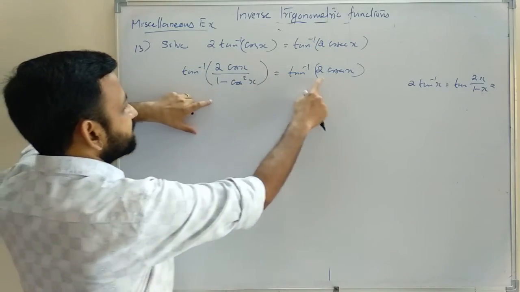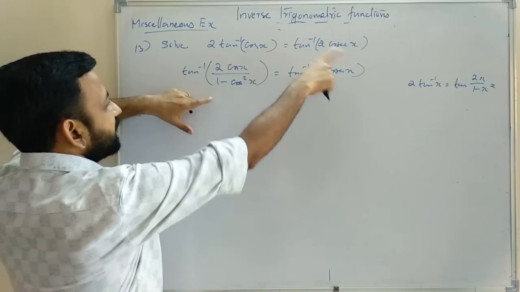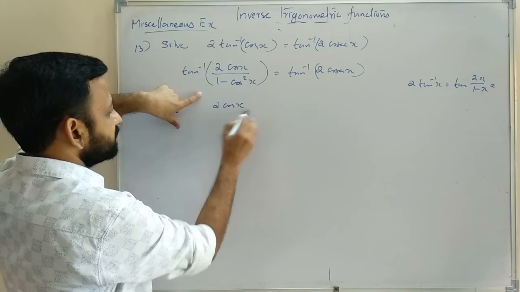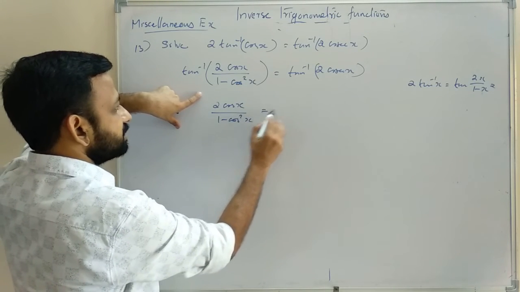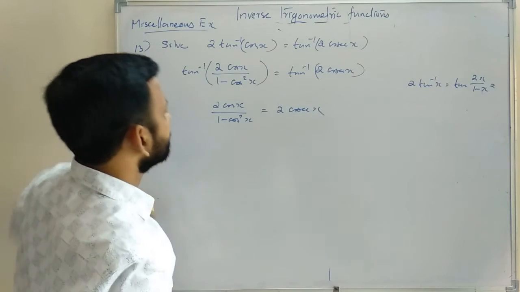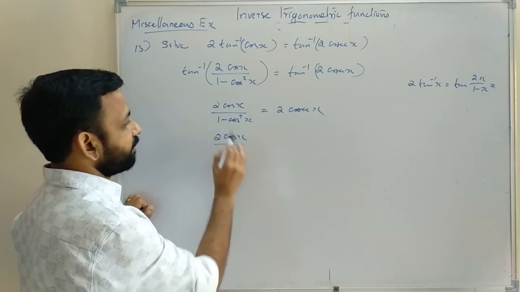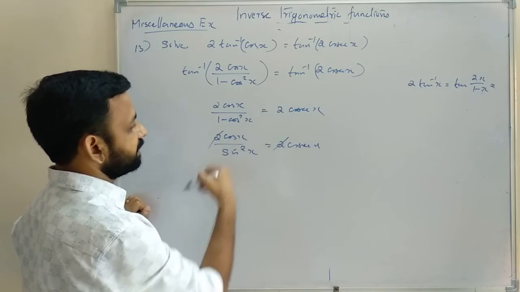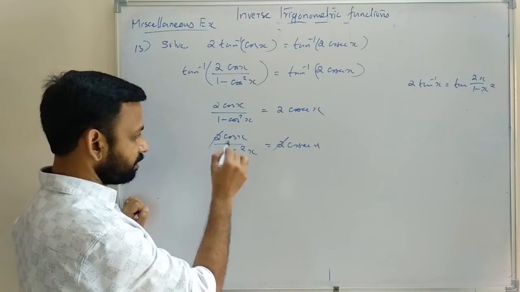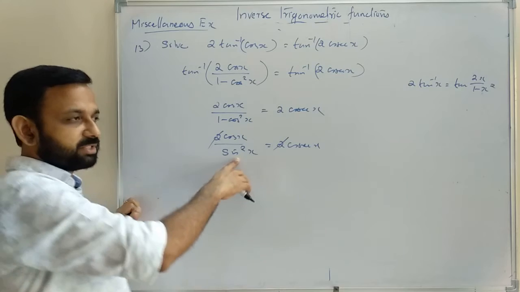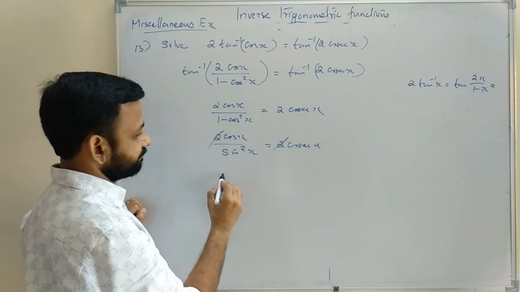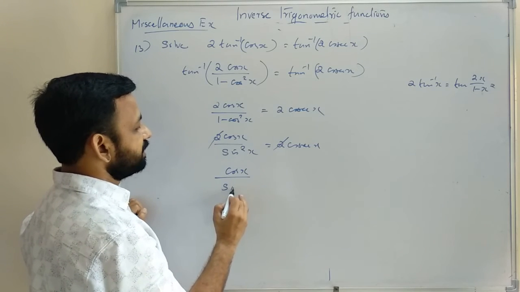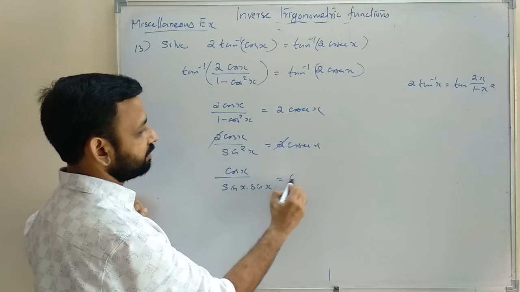So we can write these two expressions inside the brackets are equal, because here we have the same tan inverse. Therefore 2 cos x upon 1 minus cos square x is equal to 2 cosec x. That is 2 cos x upon sin square x is equal to 2 cosec x. 2 and 2 cancel now. Then cos x upon sin x into sin x, that is cos x upon sin x into 1 by sin x, is equal to cosec x.